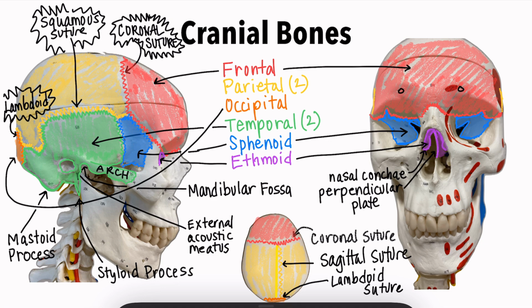If someone has a deviated nasal septum, this purple part, the perpendicular plate, doesn't match up nicely with the bottom part yet. That's the vomer. We haven't colored that yet, because the purpose on this page was to go over the cranial bones.